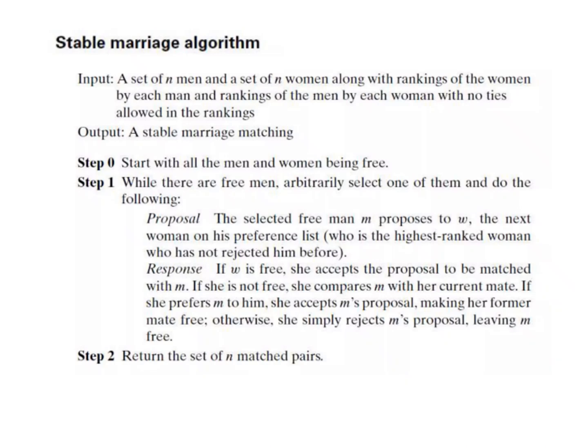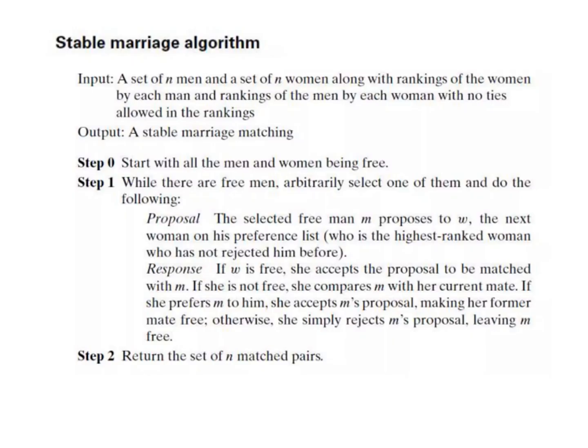The stable marriage algorithm starts with men and women being free. While there are free men, select one of them and do the following. First, we have to propose. The selected free man proposes to the woman next on his preference list. So based on her preference, the woman will be selecting her pair.